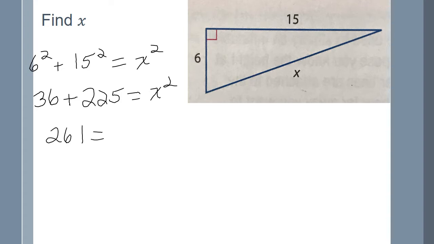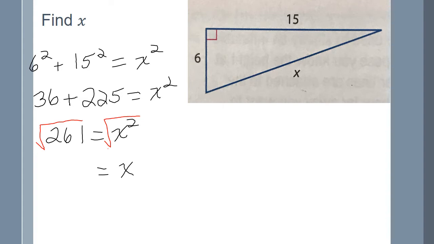Now, let me point this out. If I ask you to find it to the nearest hundredth or things like that, let's talk about the different ways we can put our answers on any assessments that we might see. So we're going to take the square root of each side of the equal sign, right? If I take the square root of the right, I will take the square root of the left. So when I do that, I find out that the square root of 261 does equal x.